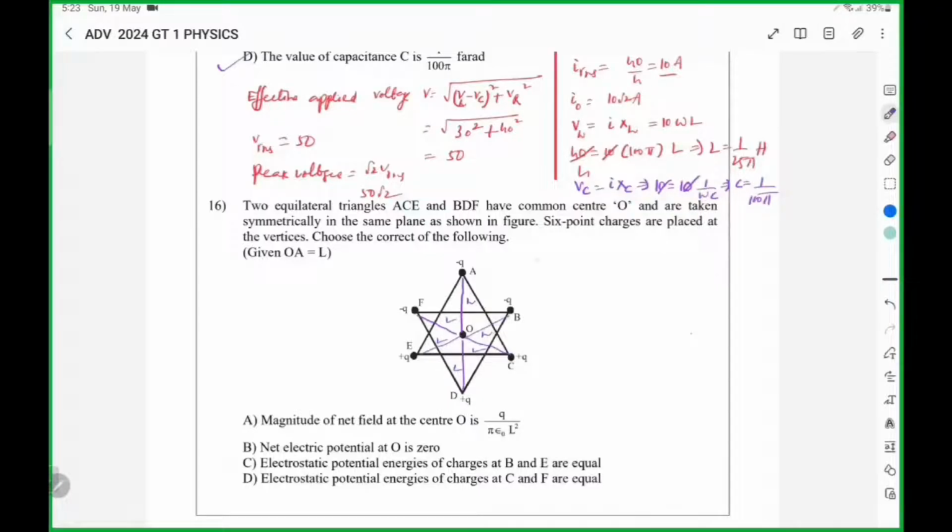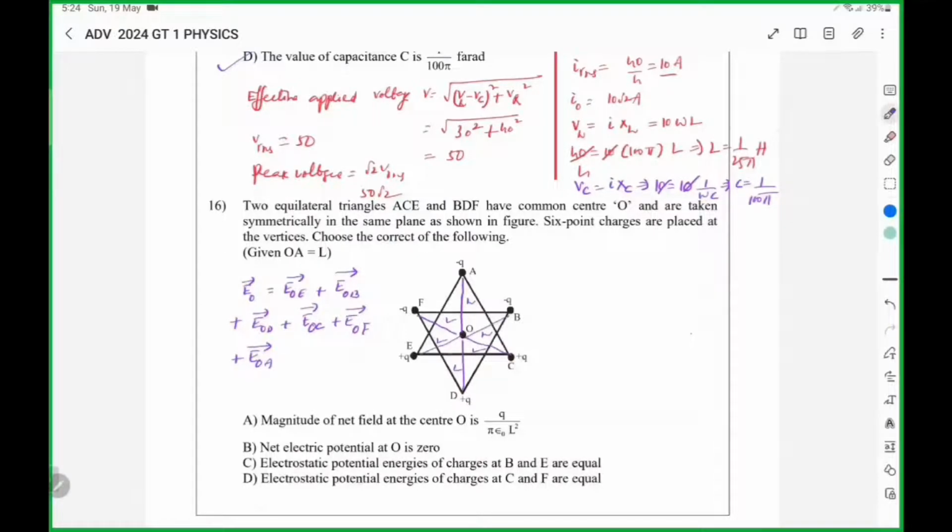So electric field at O is the electric field at O due to the charge present at E. Electric field at O due to the charge present at B. Electric field at O due to the charge present at D. Electric field at O due to the charge present at C. Electric field at O due to the charge present at F. And electric field at O due to the charge present at F.